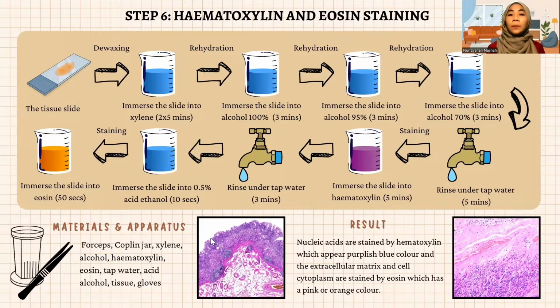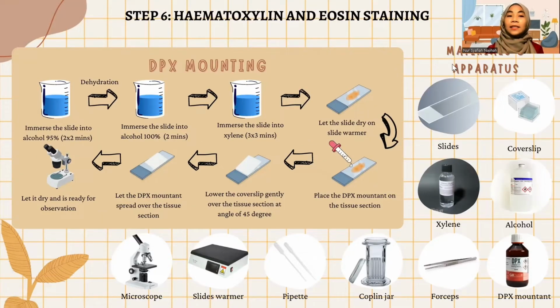nucleic acid, which appears as purplish blue color, and the eosin will stain the cytoplasm, which has a pink or orange color. Next, the stained tissue cell was dried and protected by the DPX mounting method in order to preserve the stain and is ready for observation. The steps are shown here, and these are all the instruments that are needed.